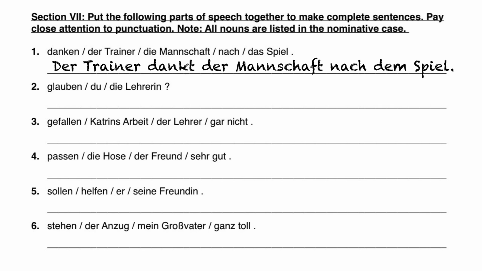Now, this doesn't make any sense at all if you try and do this in English, because you have the trainer thanks the team.